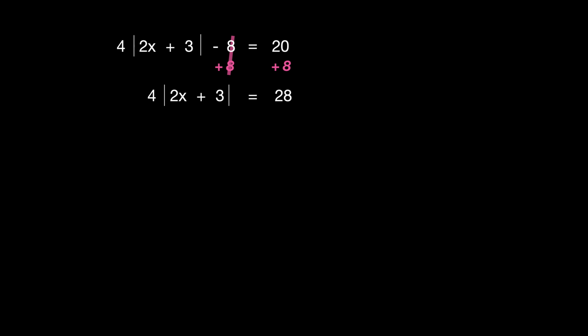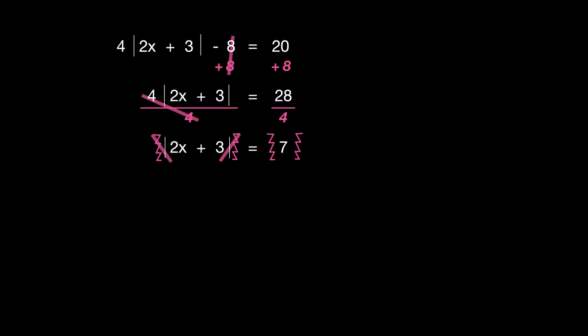Next, let's get rid of that 4. It's 4 times the whole bracket, so we can divide by 4 and cancel that out, and then do that to the other side. That cancels out the 4. Now we have the absolute value of 2x plus 3 equals 28 divided by 4, which is 7. Now we're going to do the squiggles to cancel out the brackets, and we'll squiggle the 7.